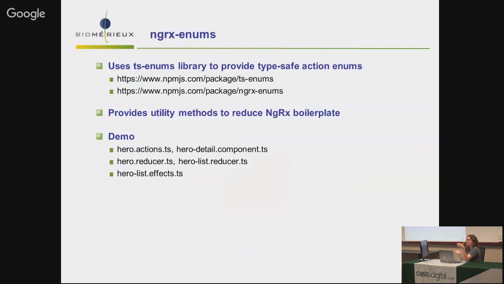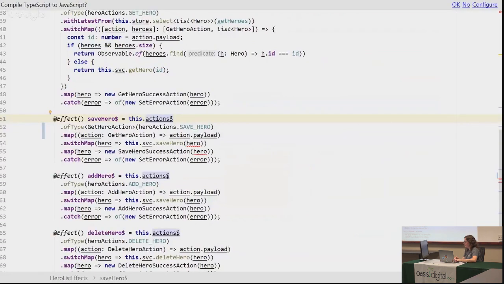We're going to have a class representing all of our actions, and each action is going to be an instance of that class. At least that's how it would be in Java. ts-enums gets us as close as we could get to that with TypeScript. Also, the ngrx-enums library provides some methods on these enums that make it a little easier to remove some of the boilerplate. So just jumping straight to the example here.